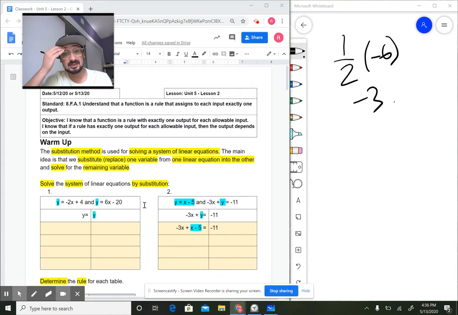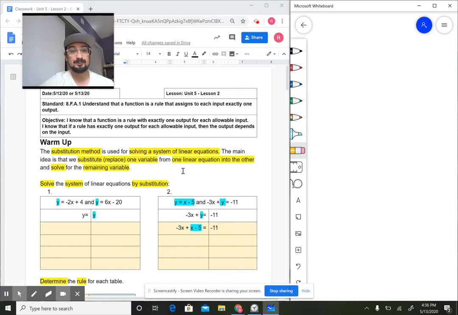Okay, so for this lesson, we are building the foundations of what a function is and how rules are involved in building a function. The standard is still the same from last time: understand that a function is a rule that assigns to each input exactly one output. I want you to know at the end of this lesson that a function is a rule with exactly one output for each allowable input, and that the output depends on the input. That's where we'll be coming today.